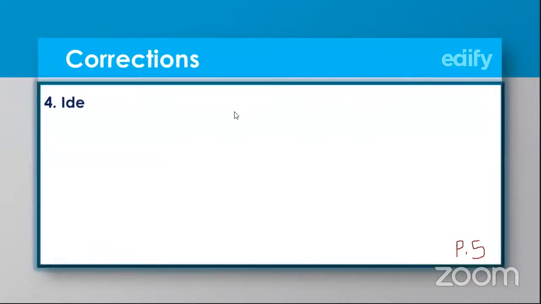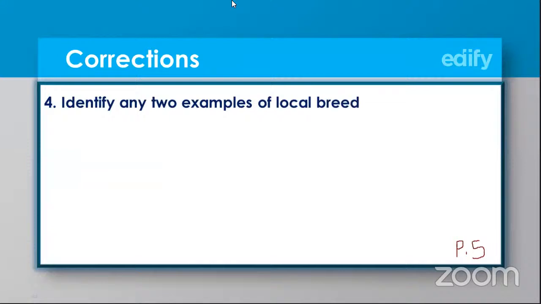The next question is, I want a child here to read for us. This is our next question. Yes, Jacinta, you are still on. Do you want to read for us that question? Yes, teacher, you can read. Identify any two examples of local breeds of goats.